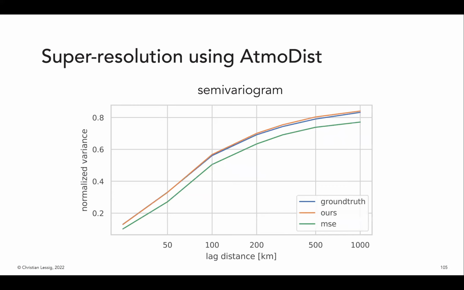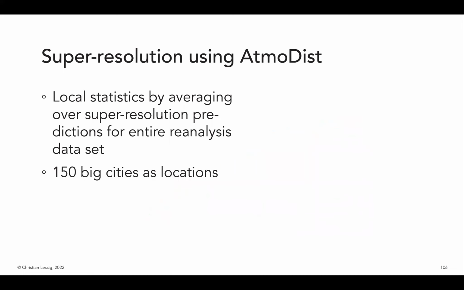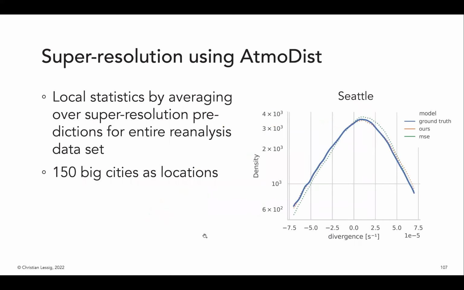That's a semi-variogram, so this measures the local correlation. And here you also see that we get consistently better with our work than with the mean squared error. It's even clearer in some sense with the energy spectrum. Good, I will skip this part. So this shows that we also perform well on the local statistics, which we didn't train on, so that's good.